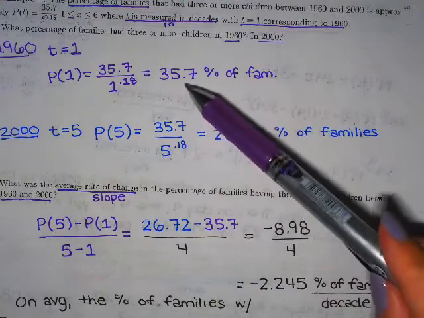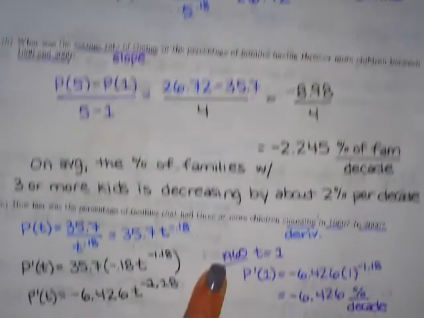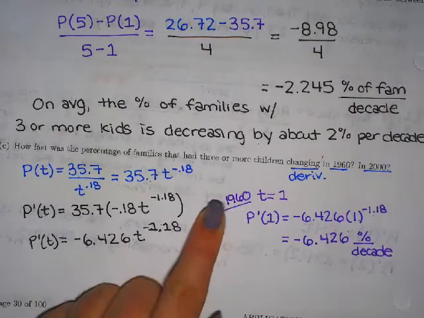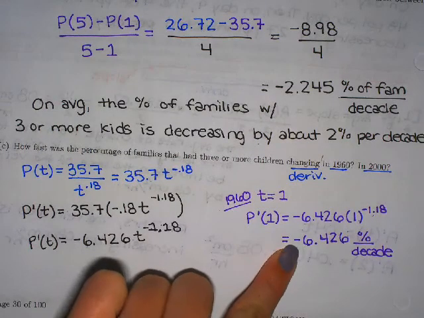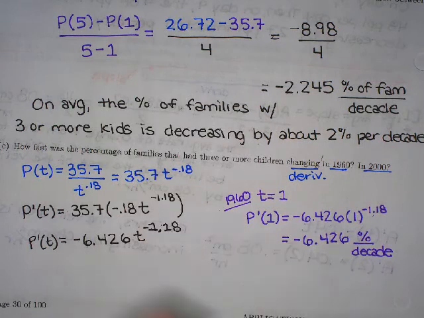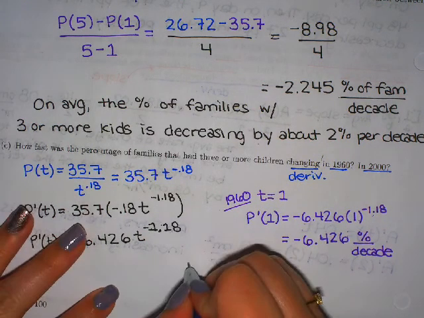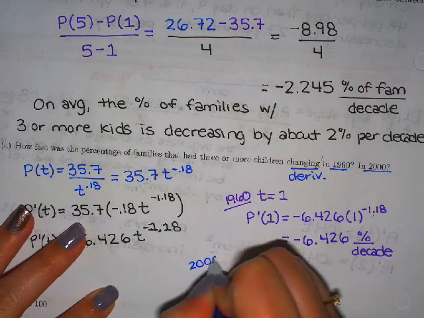So in 1960, what do we have up here? We said there was about 36% of families having 3 or more kids, but that was expected to what? Increase or decrease? The derivative is negative, so it was decreasing by about 6% that year. So it started out at about 36%, but is expected to decrease by 6% that year.